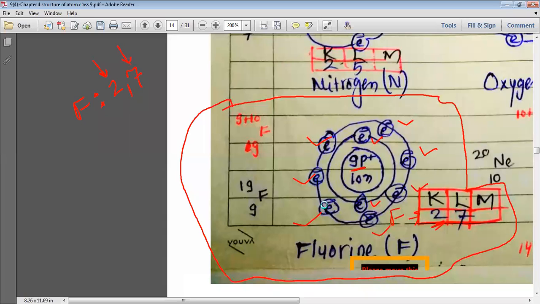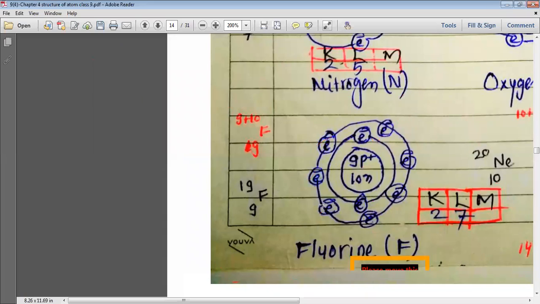Now we are going to study the determination of the atomic number and atomic mass number. We know that atomic number Z is represented by the number of protons. So here you can see that the number of protons is 9, and that is why the atomic number of fluorine is 9. So here we have written 9F, where 9 is written as a subscript.